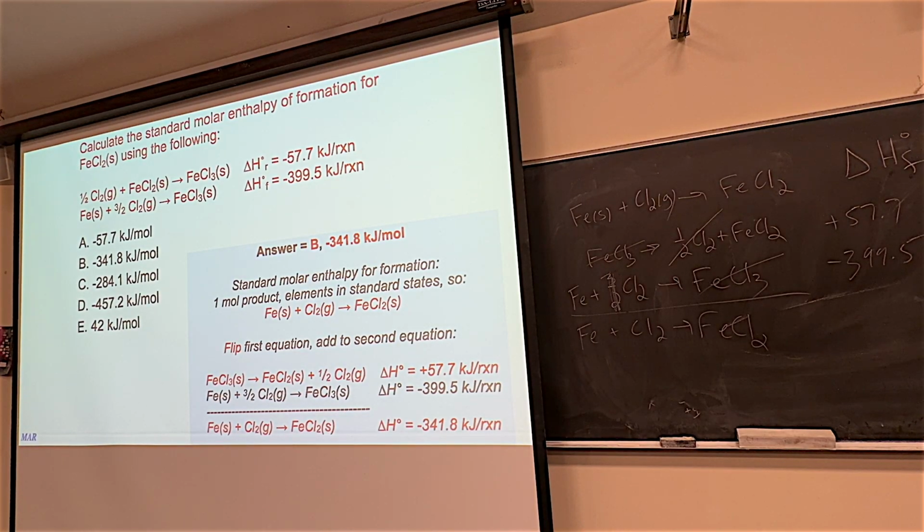Here's the kind of steps involved. So we flipped the first reaction around, left the second one as is, then added them together. So heats of formation again, like we talked about, 1 mole of product, reactants in their standard states. This is the desired reaction, and we want the delta H for it. So flipping that first one, leaving the other one as is, everything else cancels out. The delta H will be the value given. Any questions?